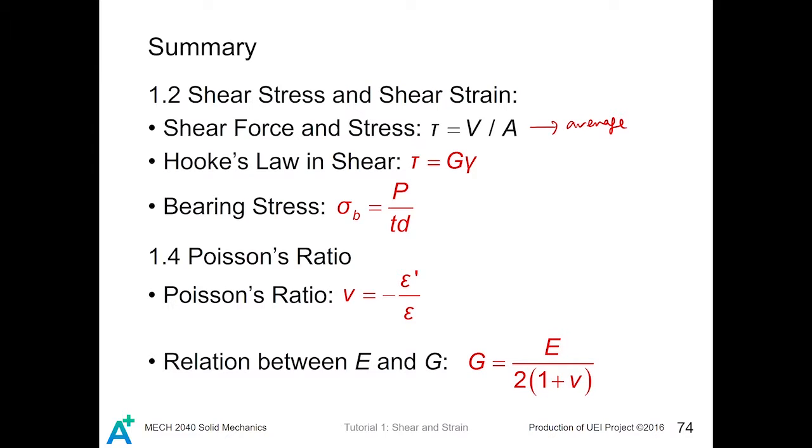Also, we discussed about the Poisson's ratio, nu. Nu equals to minus of lateral strain divided by the axial strain. We also discussed the relationship between E and G. So the shear modulus is given by E divided by 2 of 1 plus nu.